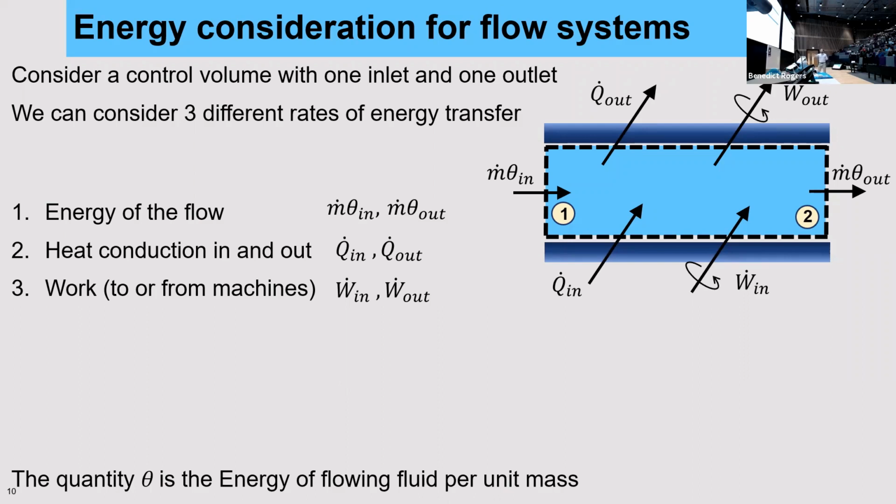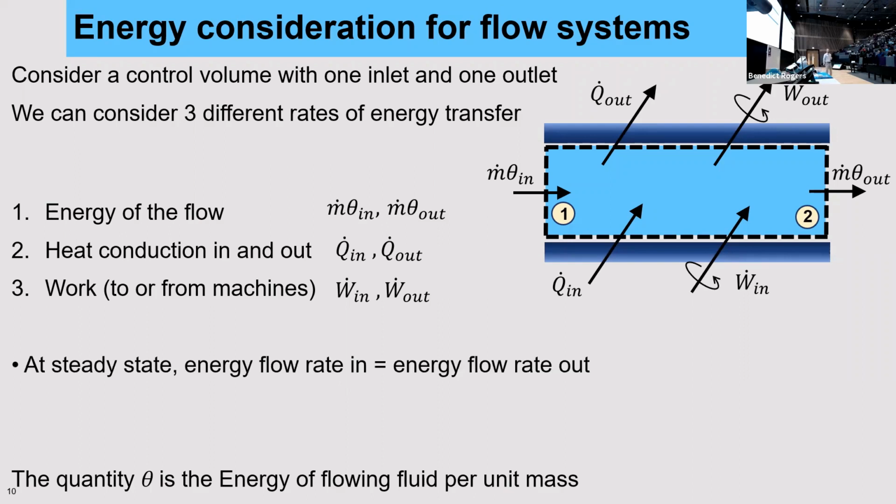Sorry, I said it wrong. The quantity theta down here is the energy of flowing fluid per unit mass. So at steady state, the energy flow rate in must be equal to the energy flow rate out. That's what we derived on the previous page.